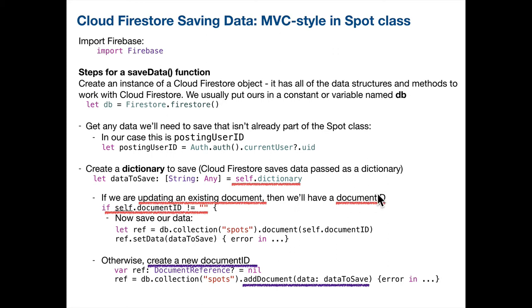Do we have an existing document ID, meaning did somebody save this already? If self.documentID doesn't equal an empty string here, then we're just going to say set data at whatever that document ID is. If we don't have an existing document ID, meaning the document ID is equal to 0, then we're going to create a new document ID, which is what this add document does.